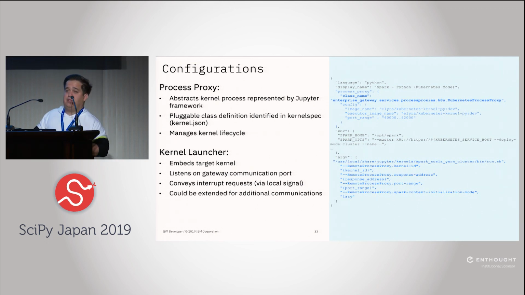What changes in terms of configuration on your original kernel is basically what you see in blue here. We have defined the Kubernetes process proxy, and then on the config instance, we define, for example, what image we want to use, and at the bottom, extra configuration that we want to apply when we bootstrap that environment.